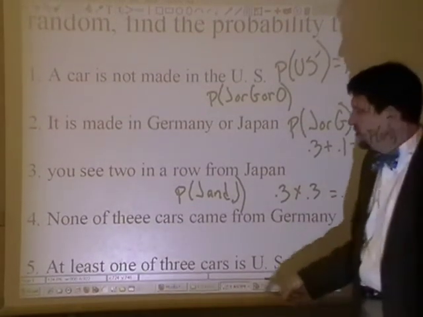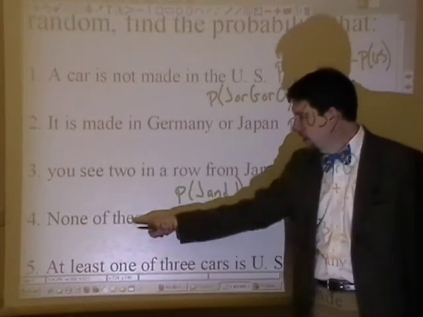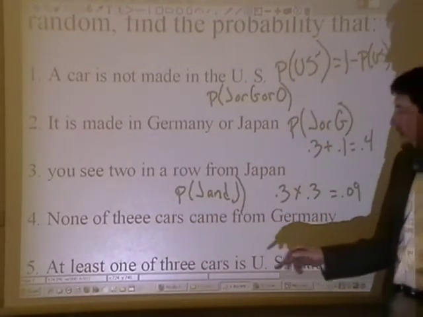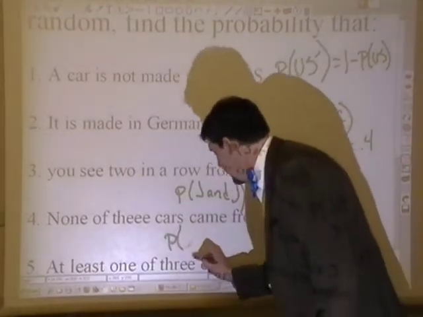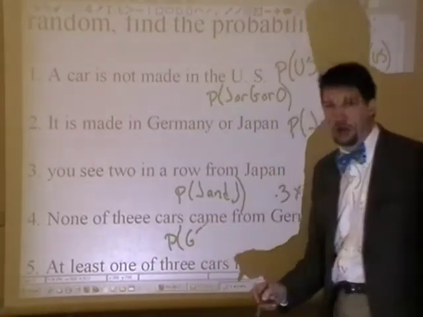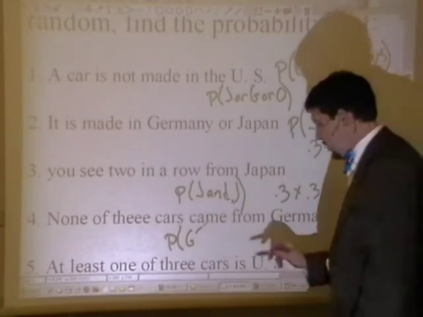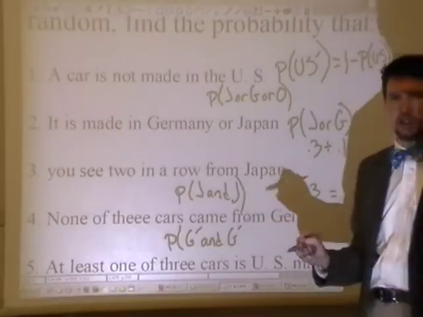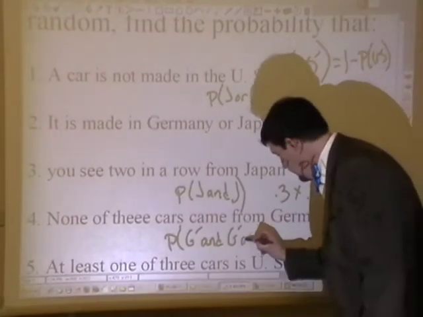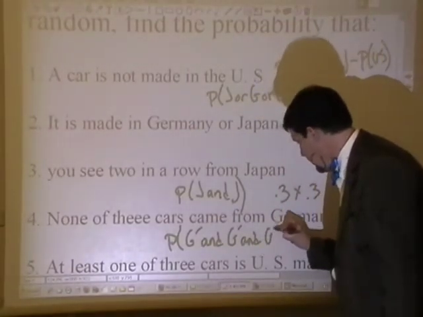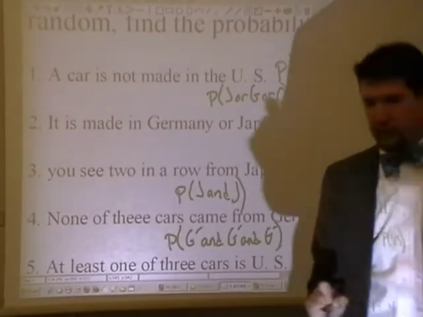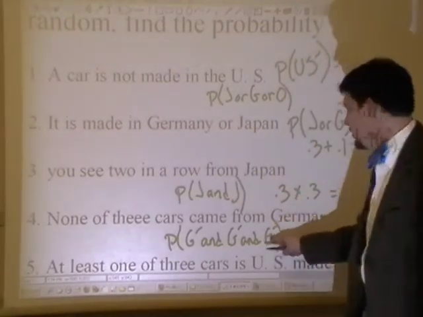Probability, none of, this is not Old English, it's supposed to be 3. None of the cars came from Germany. What does that mean? That means I've got a car and it is not German, and I've got a car that is not German, and I've got a car that is not German. So, not German, and not German, and not German.